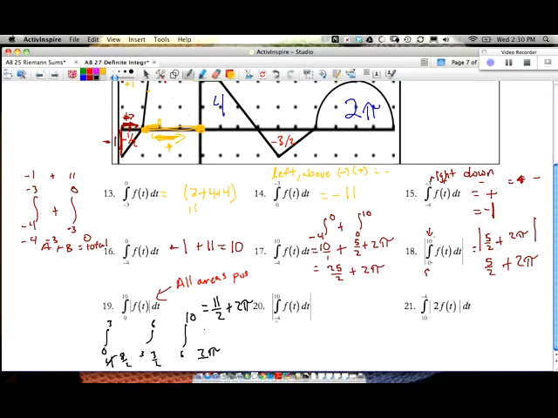So now let's look at this last one. It's this, or last two here. From negative 4 to 10. From negative 4 to 10, that's going to be the whole, every area added together, but we just do the absolute value of that number.